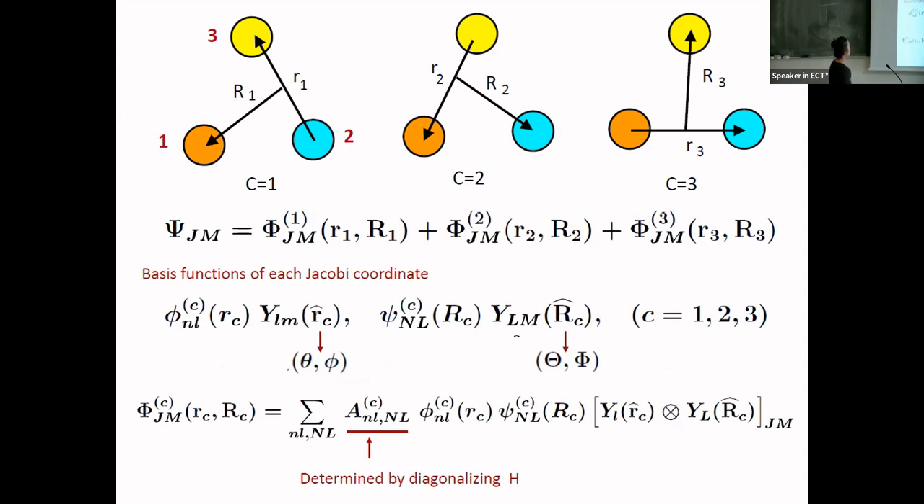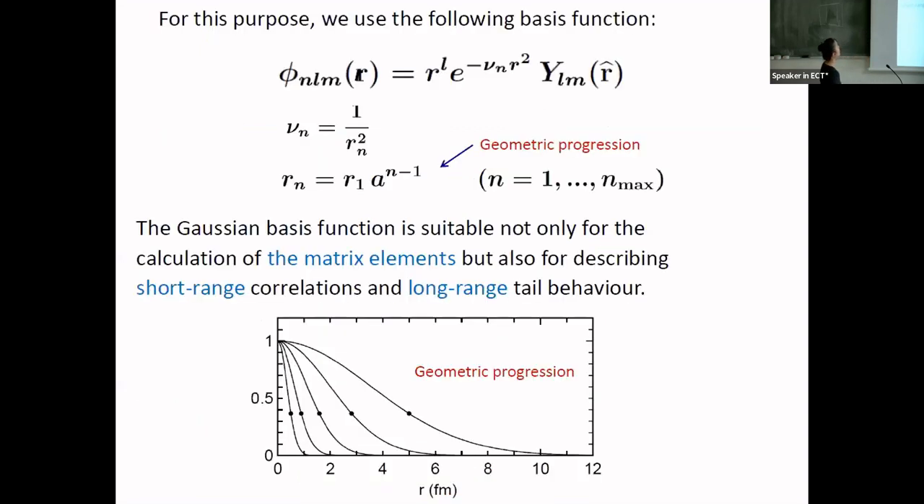This part is defined by this equation, namely the radial part multiplied by spherical harmonics, and the capital R is like this. Then this one is written by this equation, and A is an unknown coefficient, which is determined by diagonalizing the Hamiltonian. For the radial part, we use Gaussian basis functions.